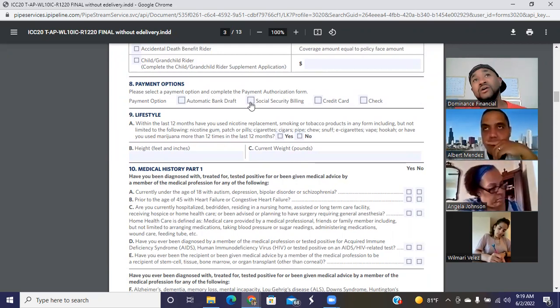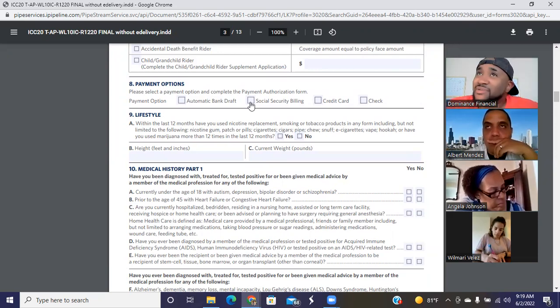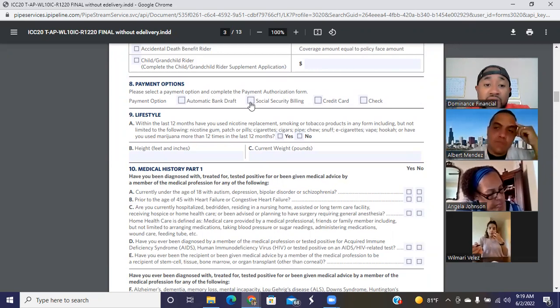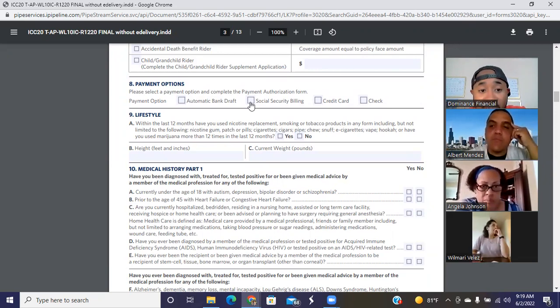So it's not like, oh, I got paid on Monday, but then I had to pay somebody this and pay that and go shopping and do this. Social Security billing is really important if you want to make sure the business stays on the books, or if your client is on Social Security income, or even Social Security disability income.